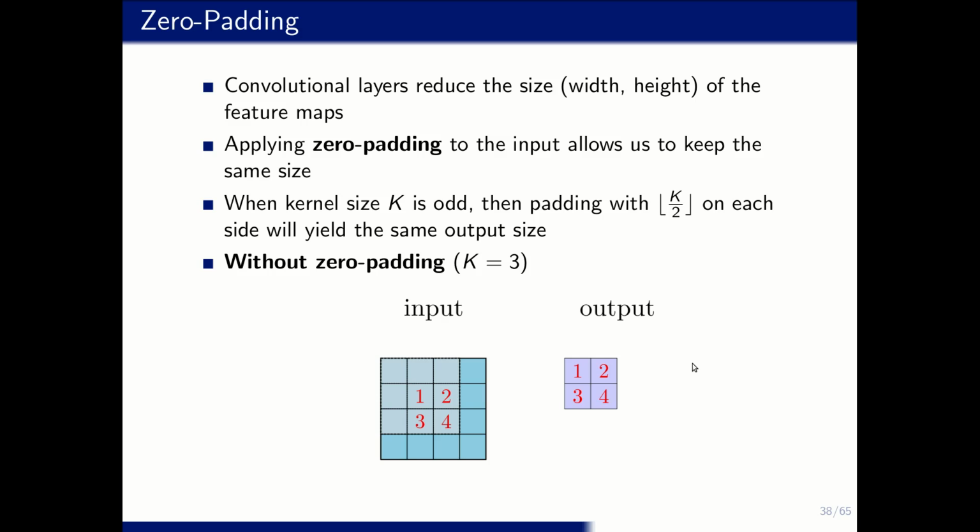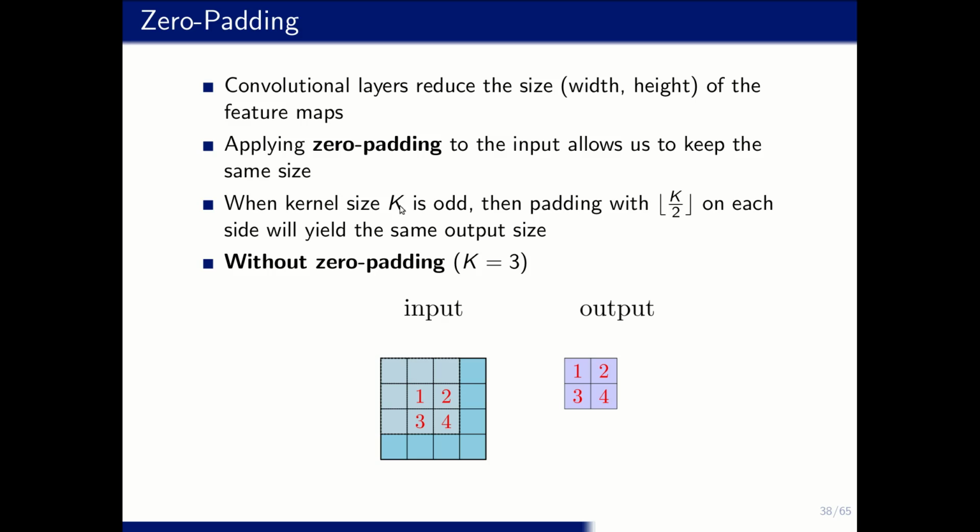As we've just seen, applying convolutional layers to our feature maps reduces the size, the width and the height. If we want to avoid this, we can apply zero padding to the input, essentially extending the input with enough zeros that we keep the same size. In particular, if the kernel size, the window size k, is odd, then we just need to pad with floor of k over 2 pixels on each side so that we get the same size.